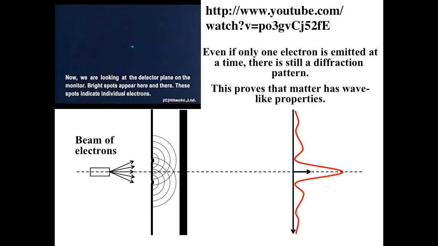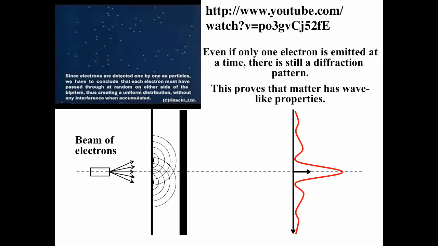Now we are looking at the detector plane on the monitor. Bright spots appear here and there. These spots indicate individual electrons. Electrons are sent out only occasionally. Therefore, the chance of finding one electron in the microscope is very small, not to mention the chance of finding two.